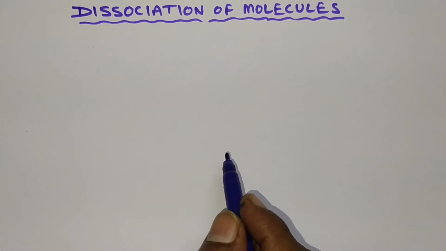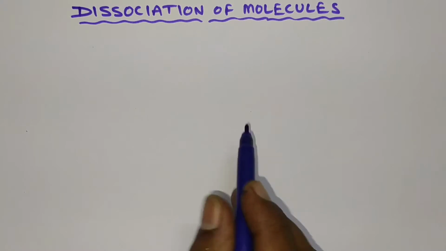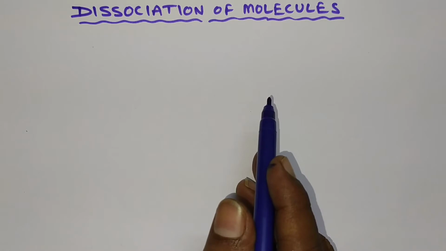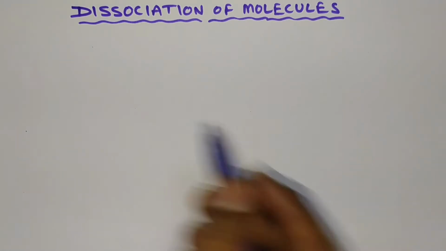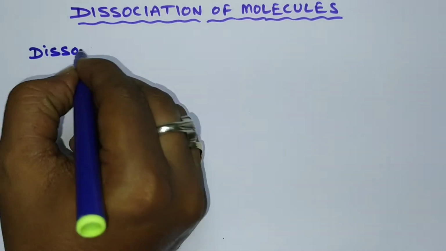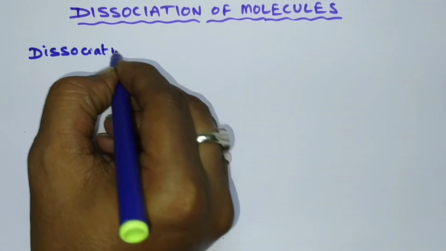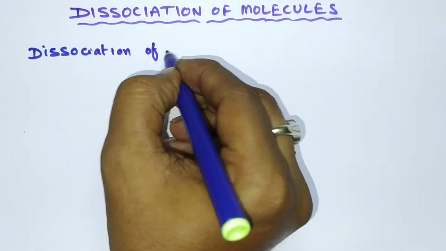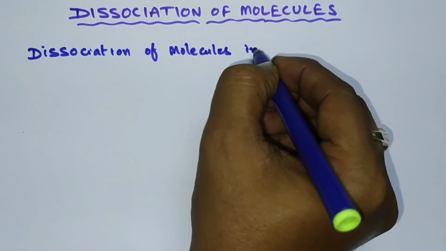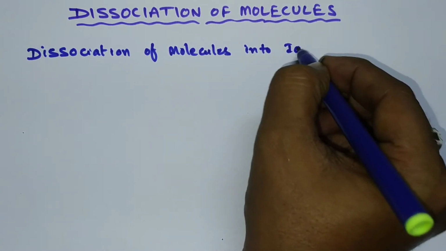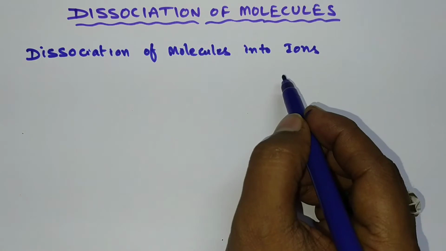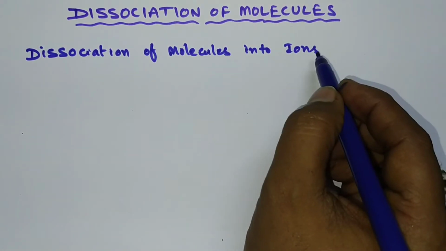Dear students, today we are going to discuss the dissociation of molecules. How the molecules will dissociate to form ions. So, how the dissociation of molecules takes place to form ions.